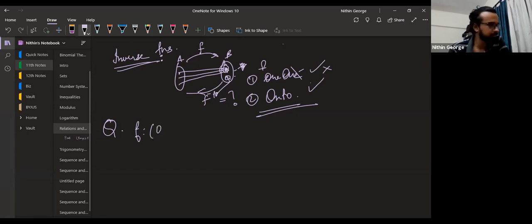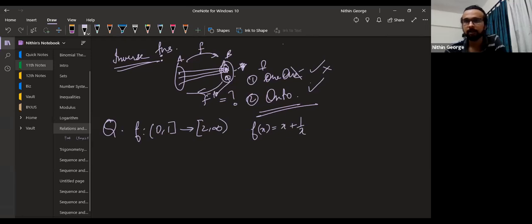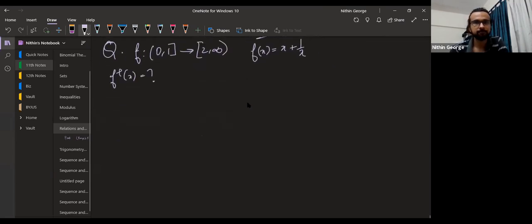f is defined from 0 to 1 to 2 to infinity, f of x equal to x plus 1 by x. Your task is to find f inverse. f inverse of x equal to what? What would you do here? This is your question.